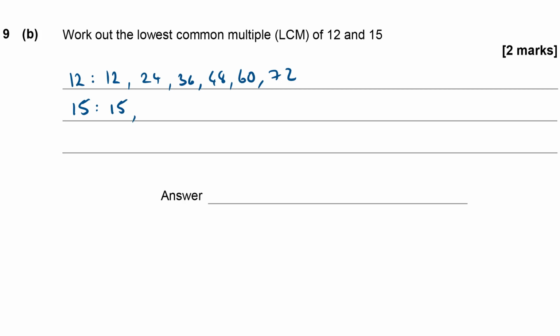15, 2 15s are 30, then 45, and then 60. Now, as soon as you get a number which is the same in both lists, that has to be a common multiple. And that was the smallest number in both lists, wasn't it? So that is our lowest common multiple. So here the LCM is 60. Okay.